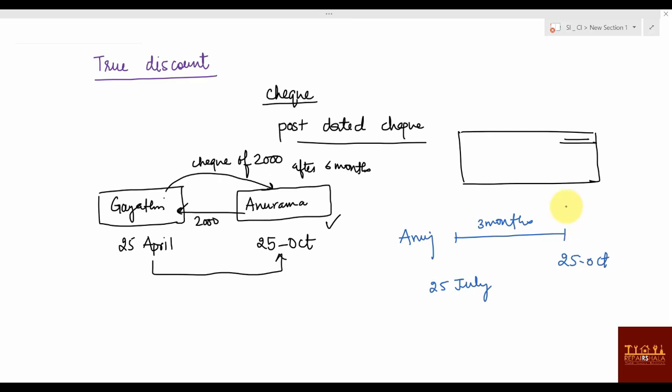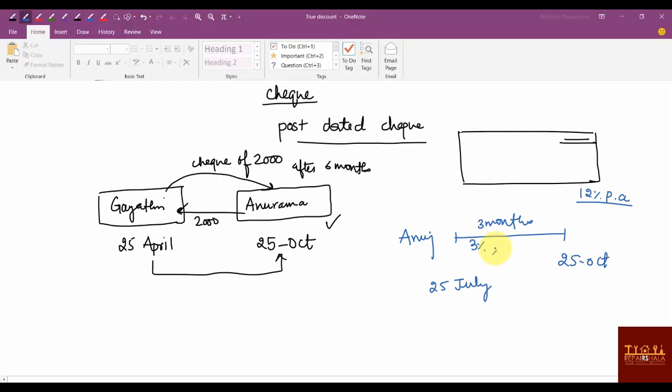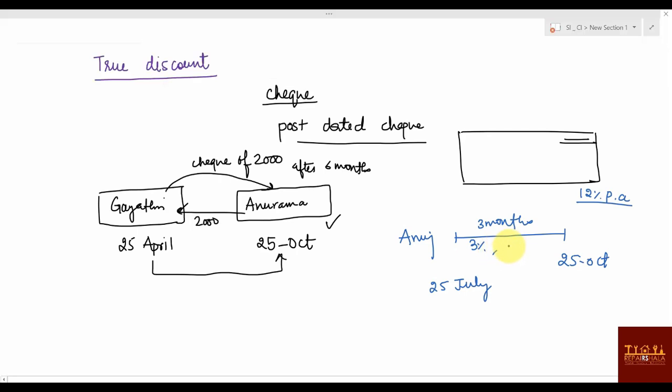Then I will say, why should I give you 2,000 rupees? Because if I simply give you 2,000 rupees, it will be wasted now. This 2,000 rupees I could use for 3 months. Suppose the bank rate of interest is 12% per annum. For 3 months, what will be the rate of interest? 3%. So I would say that I will not give you 2,000 rupees. What I will do is cut 3% of 2,000 rupees and give you the rest of the amount.